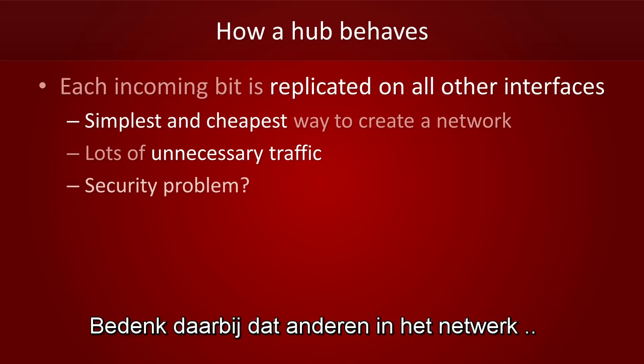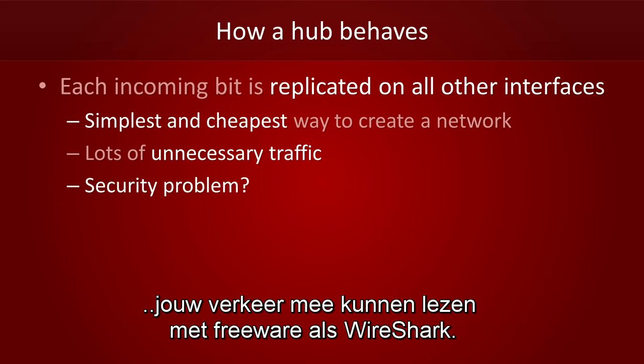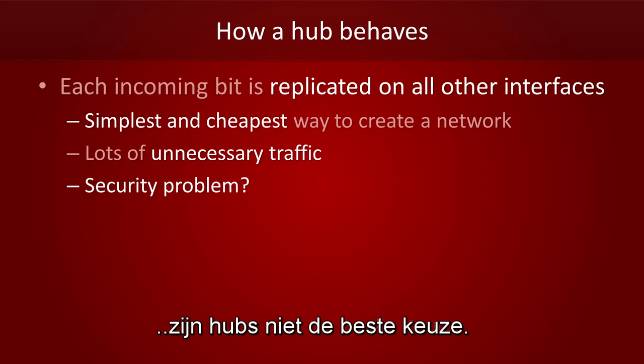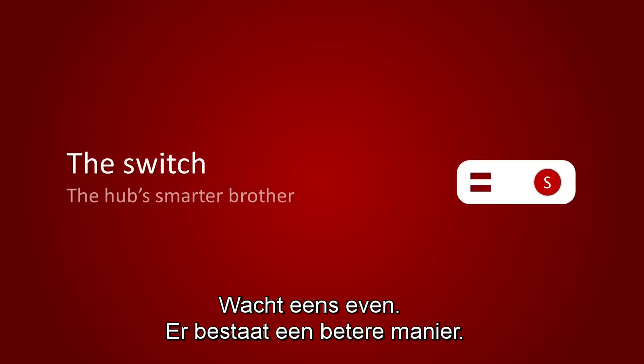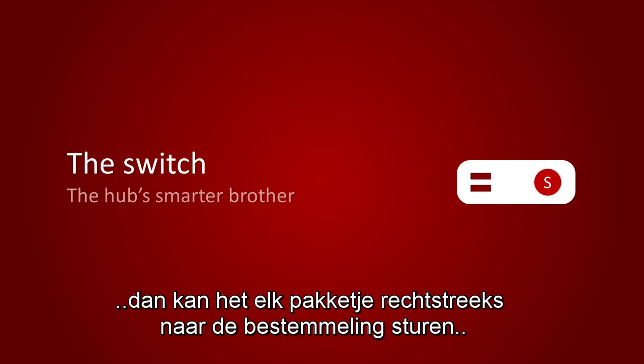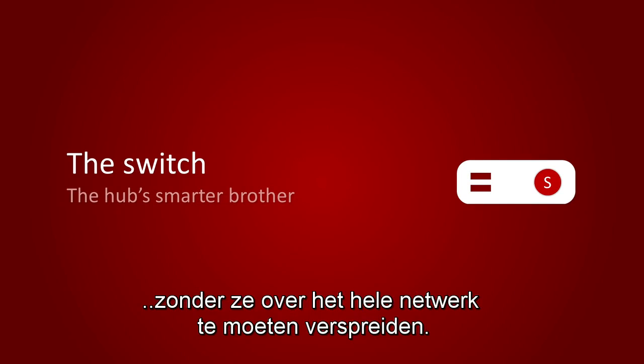Also, keep in mind that other people in the network can see your traffic if they use free software like Wireshark. If you're embarrassed about your addiction to funny cat videos, maybe hubs aren't your best choice. Now wait a minute, there's a better way to do this. If our hub kept a list of where every host can be reached, then it would be able to send every packet straight to its destination without spamming the entire network.